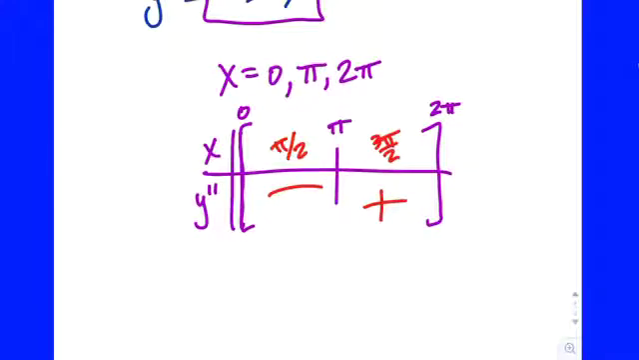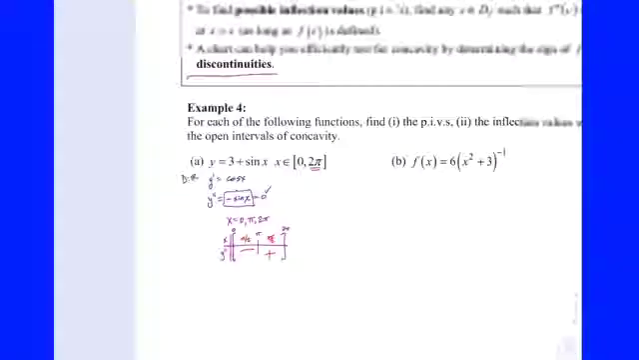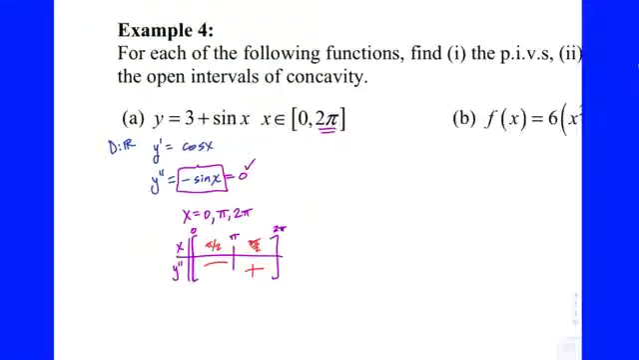All right. So from here, we pretty much have all that we need. Is x equals pi then an inflection value? Yes. And you would say y has an inflection value at x equals pi, since y double prime changes from negative to positive at x equals pi, just like you would if it were a local min. Intervals of concavity: y is concave down from 0 to pi, open interval, and y is concave up from pi to 2 pi. That pretty much answers that entire question.